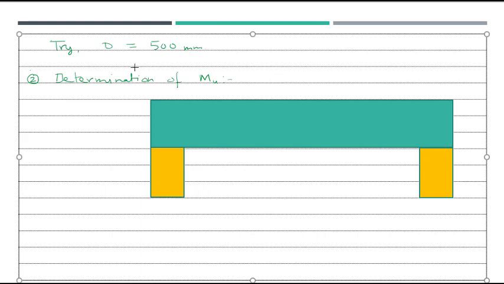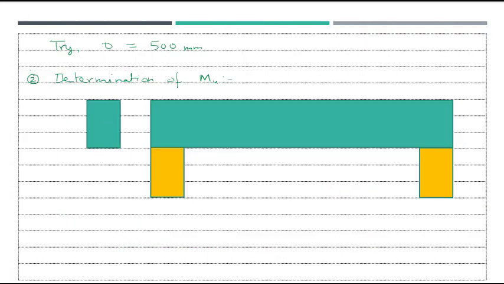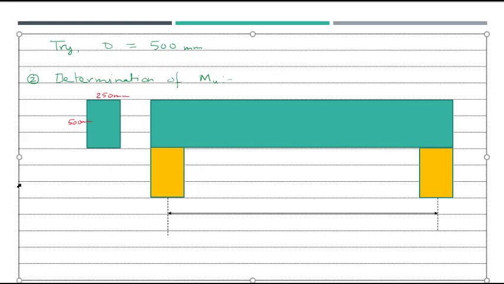Now the cross section of the beam which we have adopted. This is the beam. The width of the beam is 250 mm and the depth is 500 mm. And this is a 6-meter span beam, and please note the 6-meter span is measured from center to center of the support. So you have the span of the beam as 6 meter, center to center.